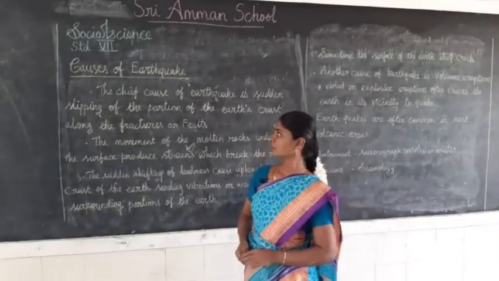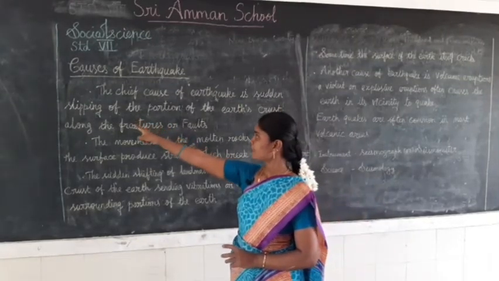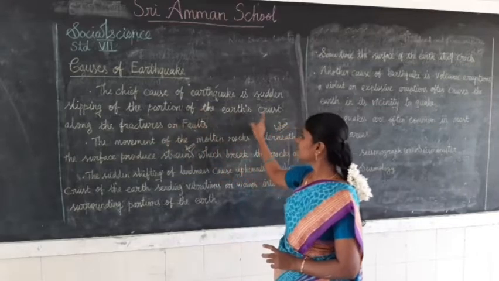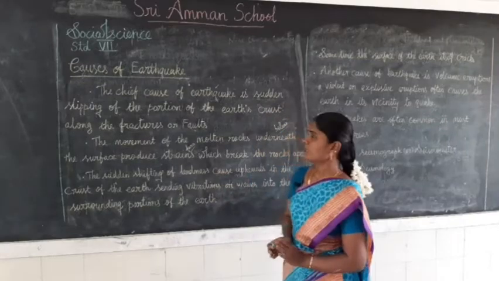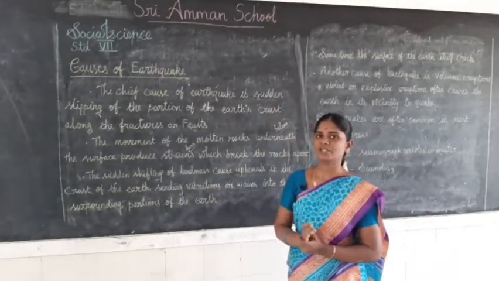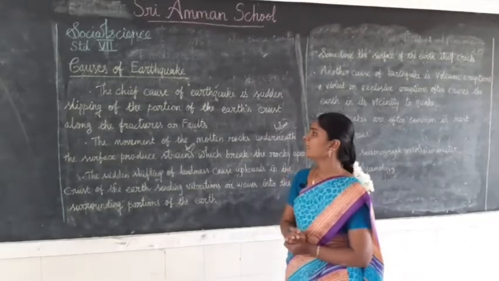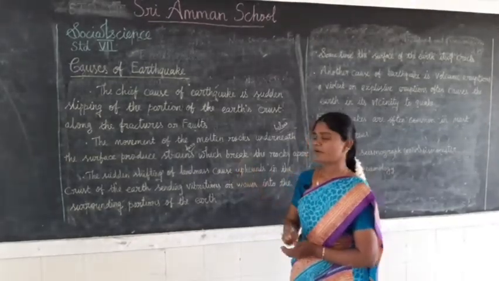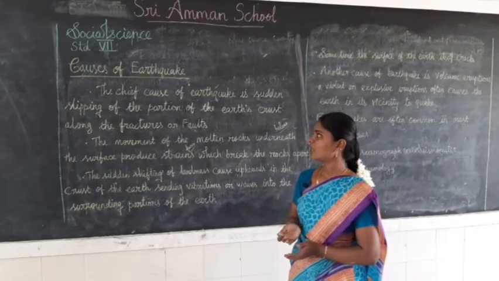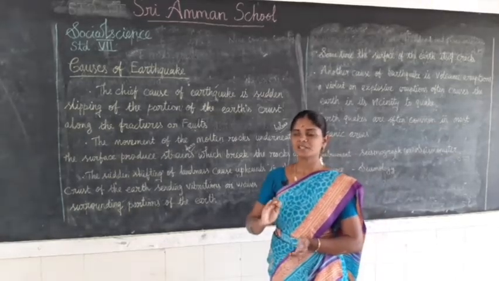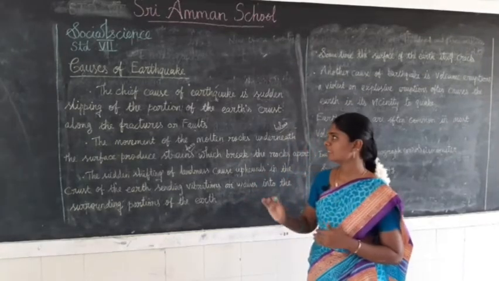Causes of earthquake. The chief cause of an earthquake is the sudden slipping of a portion of the earth's crust along fractures or faults. Where fractures and faults are already found in the earth's crust, a portion of the crust takes a sudden slip. That is the main reason.